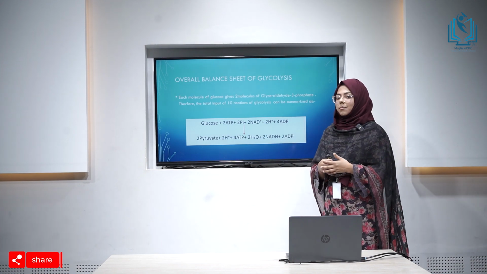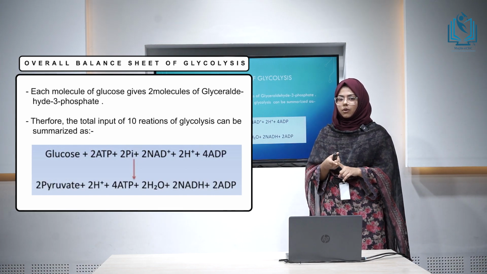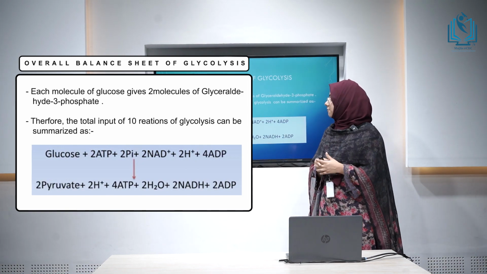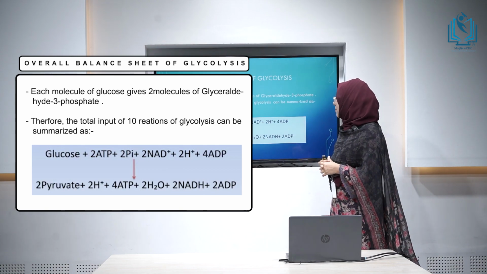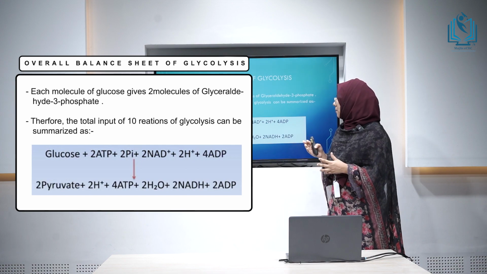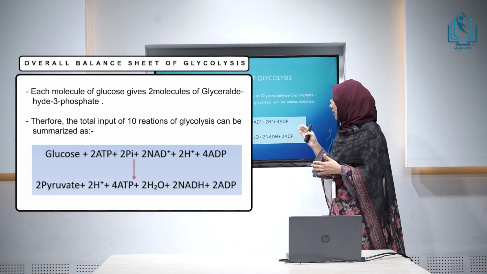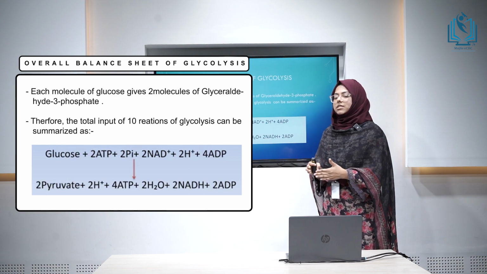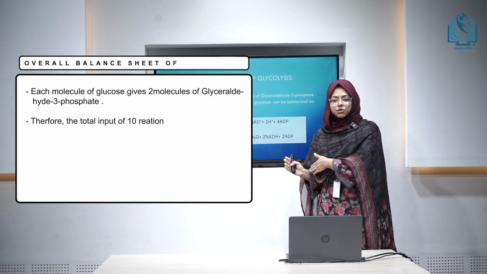Now let us discuss the overall balance sheet of glycolysis. Each molecule of glucose gives 2 molecules of glyceraldehyde 3-phosphate, and therefore the total input and output of the 10 reactions of glycolysis can be summarized as glucose plus 2 ATP plus 2 Pi plus 2 NAD+ plus 4 ADP giving 2 pyruvate plus 2 H+ plus 4 ATP plus 2 molecules of water plus 2 NADH and plus 2 ADP.